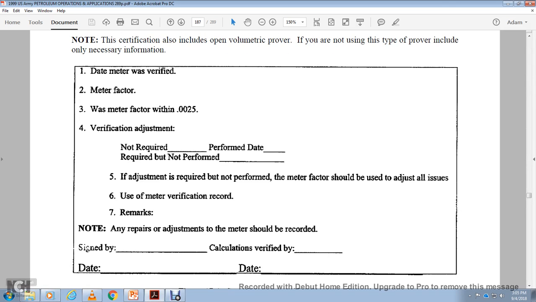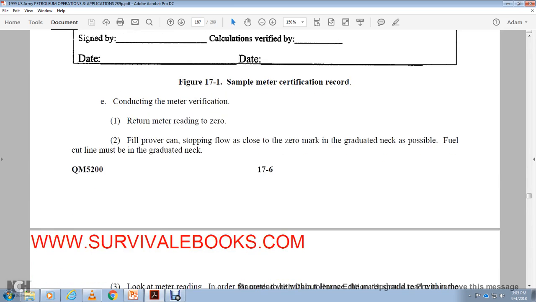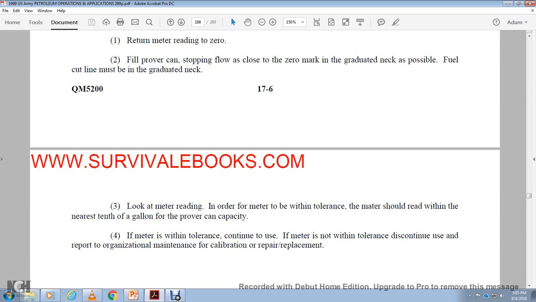Remarks: any repair or adjustment to the meter should be recorded, signed, and calculations verified, with name and date. Conducting the meter verification: return the meter reading to zero. Stop flowing and close with the zero mark on the graduated neck. If possible, the fuel cut line must be on the graduated neck. Check the meter reading; in order for the meter to be within tolerance, it should read within the nearest tenth of a gallon for the proof capacity.